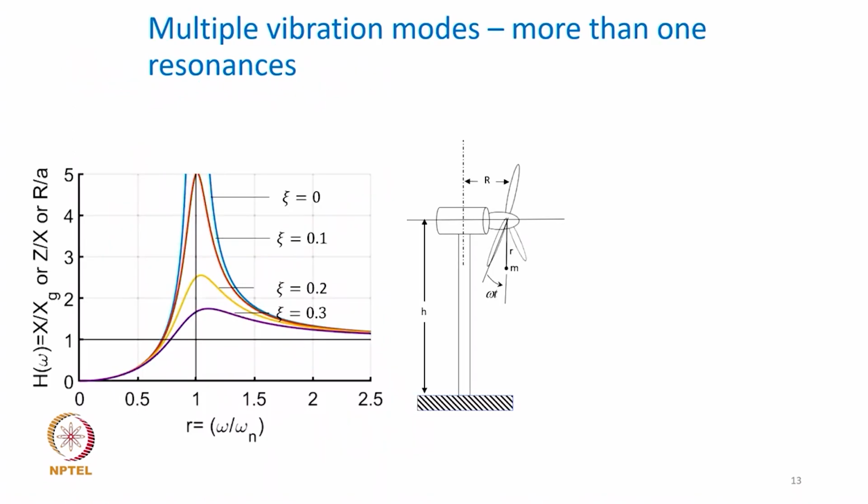Okay. So, the point here is, for a practical vibratory system like this, it is not only one natural frequency that we can expect it to have, right. Depending upon the kind of excitation this system gets, you will have multiple vibration modes getting excited.